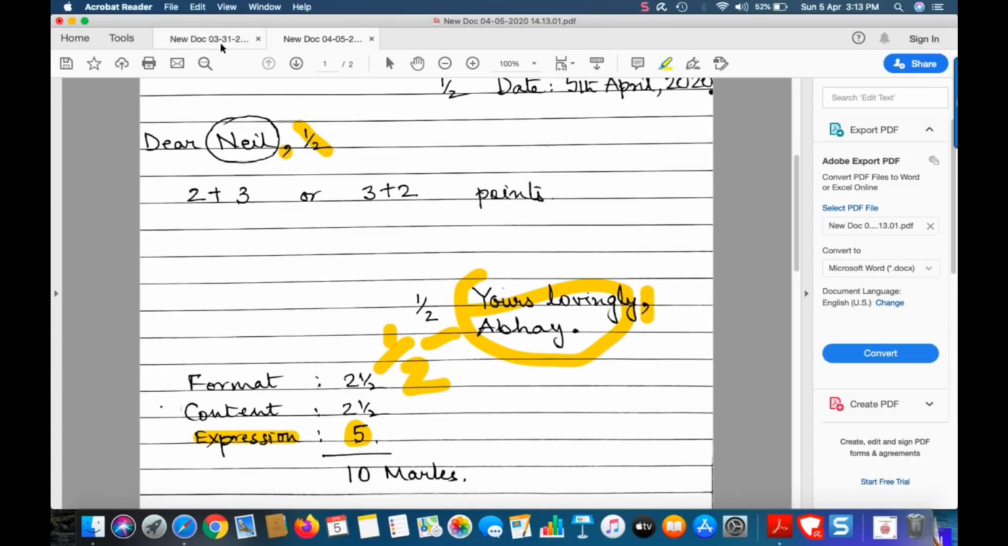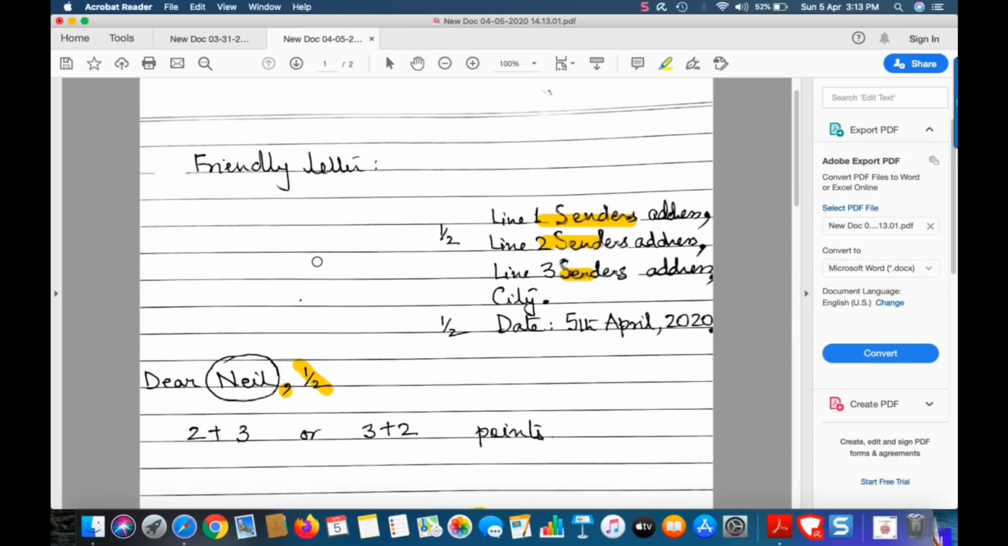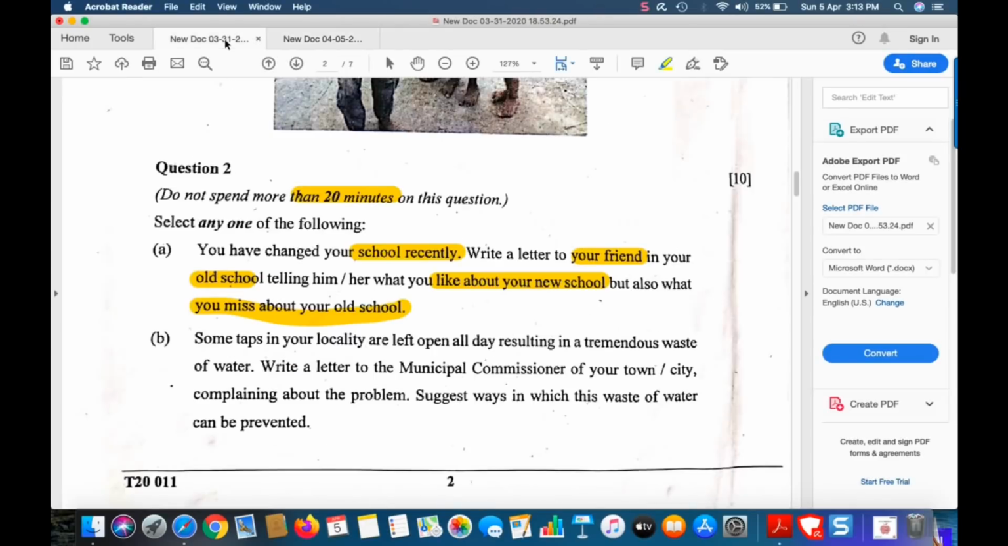Going back to the question, we have done now the formal letter. So we go back to the question. Question was, you have changed your school recently. Write a letter to your friend in your old school telling him/her what you like about your new school, but also what you miss about your old school.